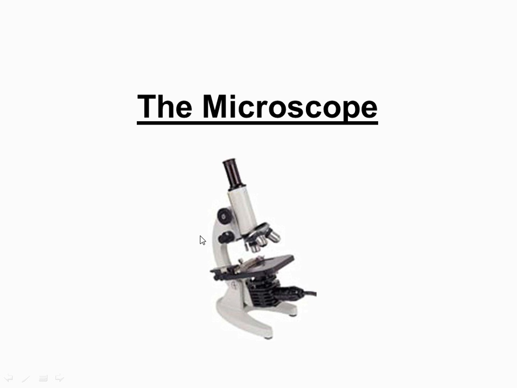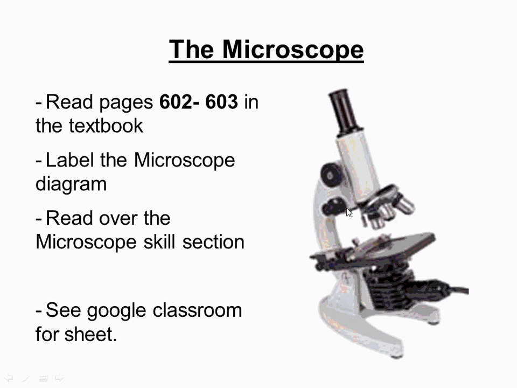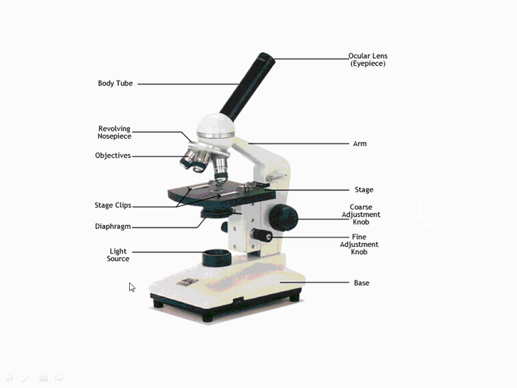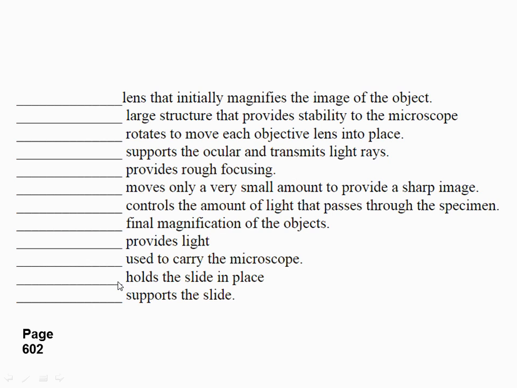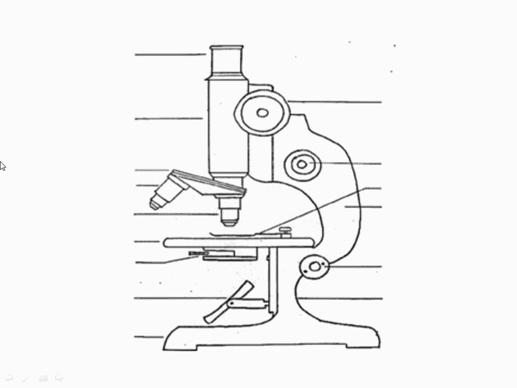Okay, so you guys have already done this, right? Pages 602, 603 in the textbook: label the microscope, read over the microscope skills section, and if you haven't done that right now, that's not a big deal. This is what I've put up, coming out of the textbook or similar to it, with all of the important parts. At this point, I want to label these so that you guys have all the correct answers.